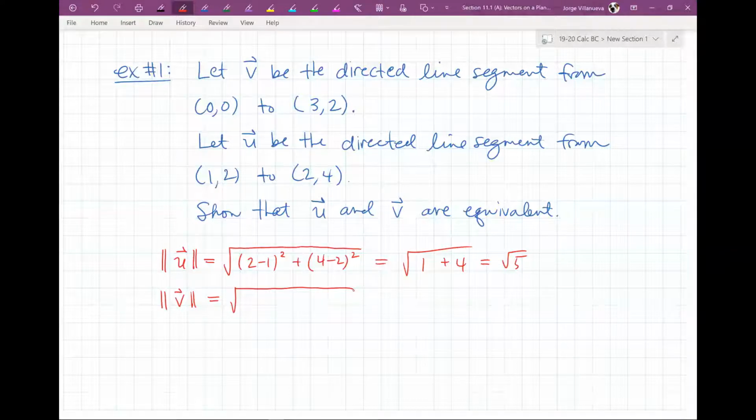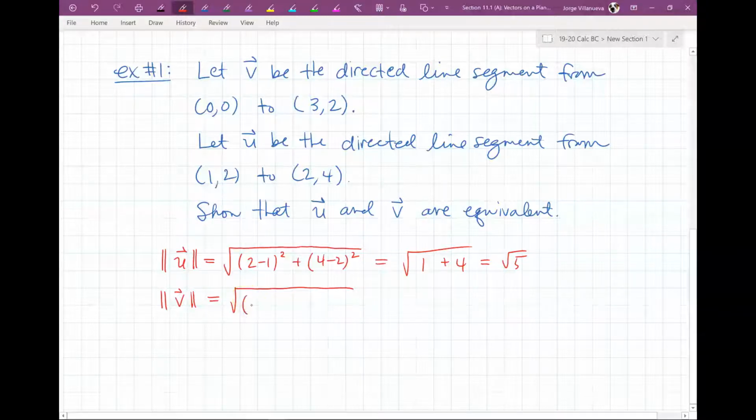Oh, you know what? I just realized something. I'm like, wait a minute. This doesn't look right. I'm going to change U because I realized it's not supposed to be 2, 4 for U. It's supposed to be 4, 4. It's 1, 2, 4, 4. I wrote 2, 4 by accident, but we'll fix that right now. Let's do magnitude for V.